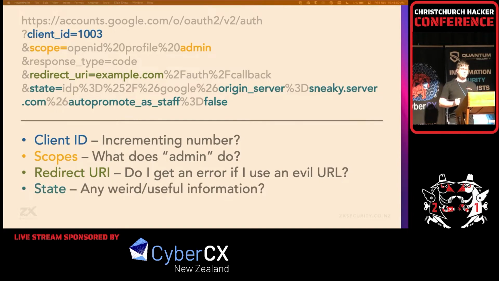And then lastly, we've got the state parameter. We're going to go through this a few times, but essentially, when the client sends somebody off to the identity provider, that needs to come back with the exact same value. Now, the client can set whatever they want with that, and they need to match it with the user that they were specifically sent away with. But sometimes the clients stick all sorts of weird and interesting information in there, such as the origin server here.